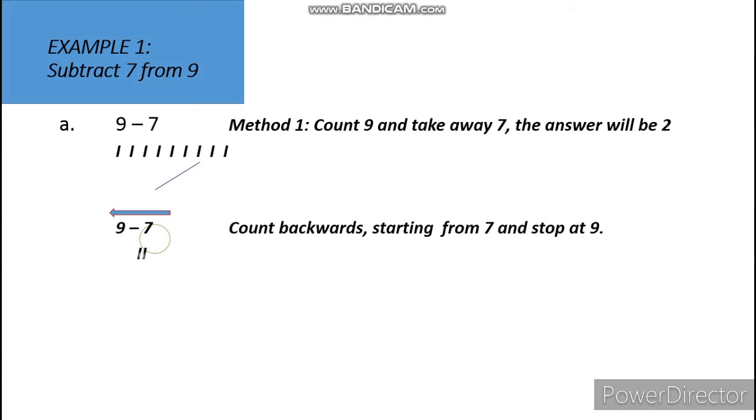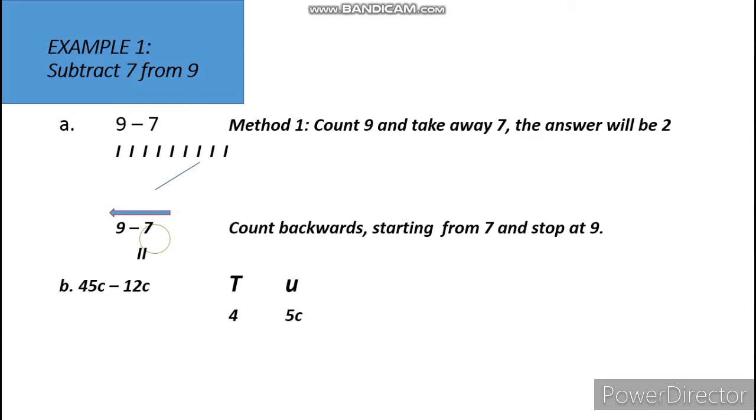And for the second method, you can count from 7. You hold 7 in your head, like 7, and you continue and stop at 9. 7, and observe your fingers. 7, hold it, and then say 8, 9. Your fingers are pointing at 2. So there's another way of subtracting, whichever method you can use.